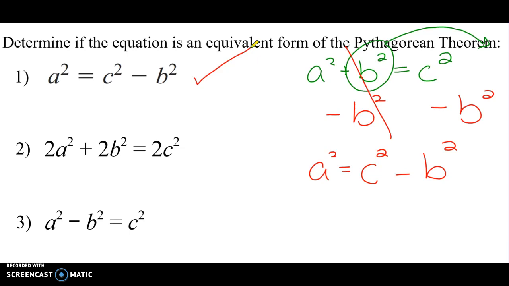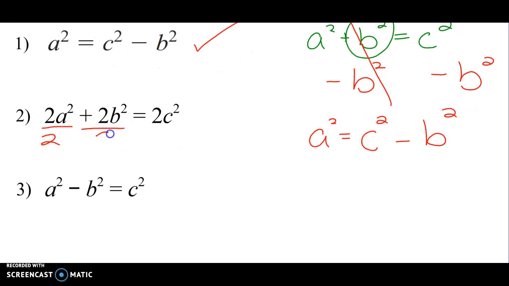They're equivalent. So divide. If you do a little division property, divide through everything by 2, what am I back to? A squared plus b squared equals c squared. So that also worked. Now what about number 3?